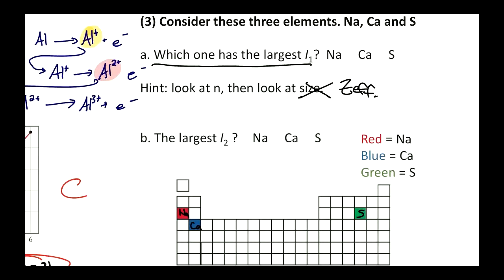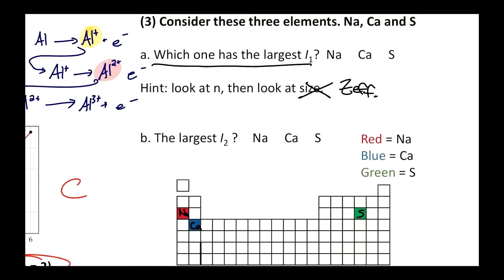Sorry about that. So the idea is the more attracted the valence electron is on your atom, the harder it is to remove. So we're looking for largest ionization energy. So we're looking for a small atom with a highly charged Z effective. So which atom is that? Which element is that?